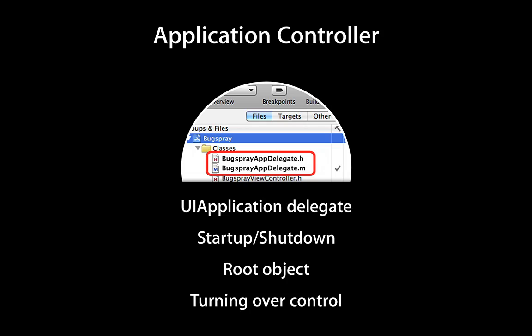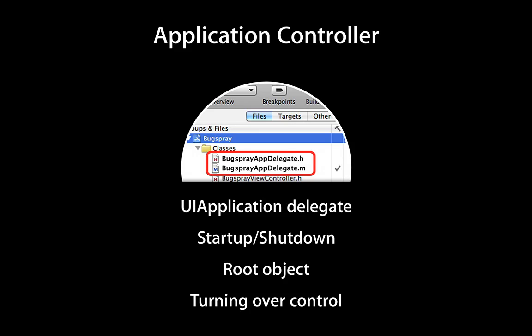And so what is the job of this object? Well, it's the delegate of the UI application, because most likely you don't need a subclass of UI application. You can tie into the delegate methods that the UI application will call on its delegate to do important work, like starting up and shutting down your application.